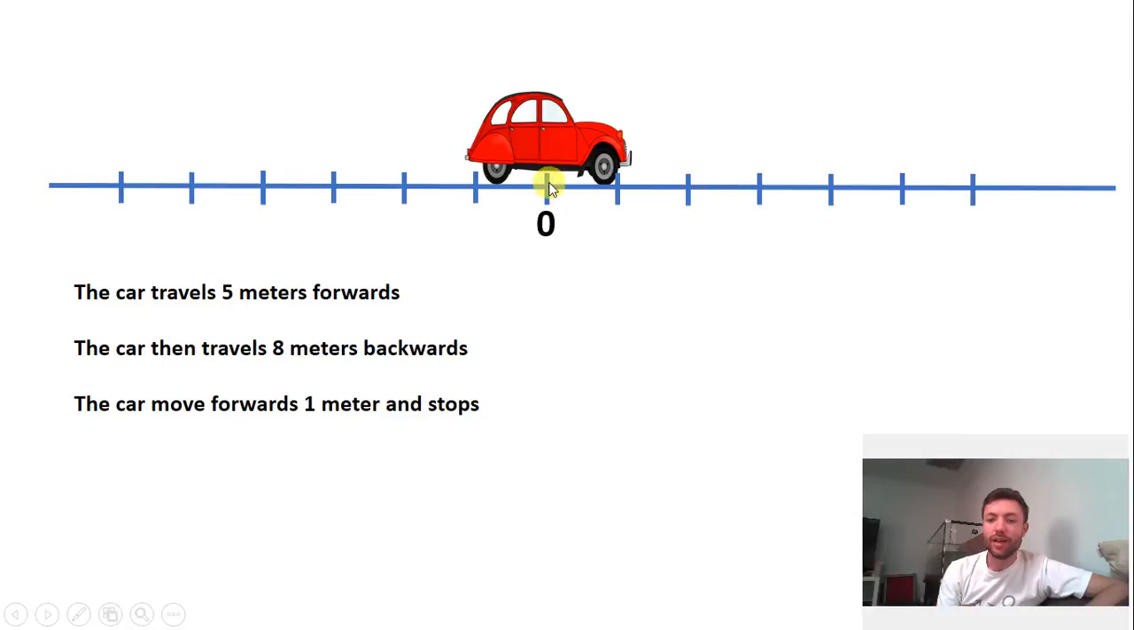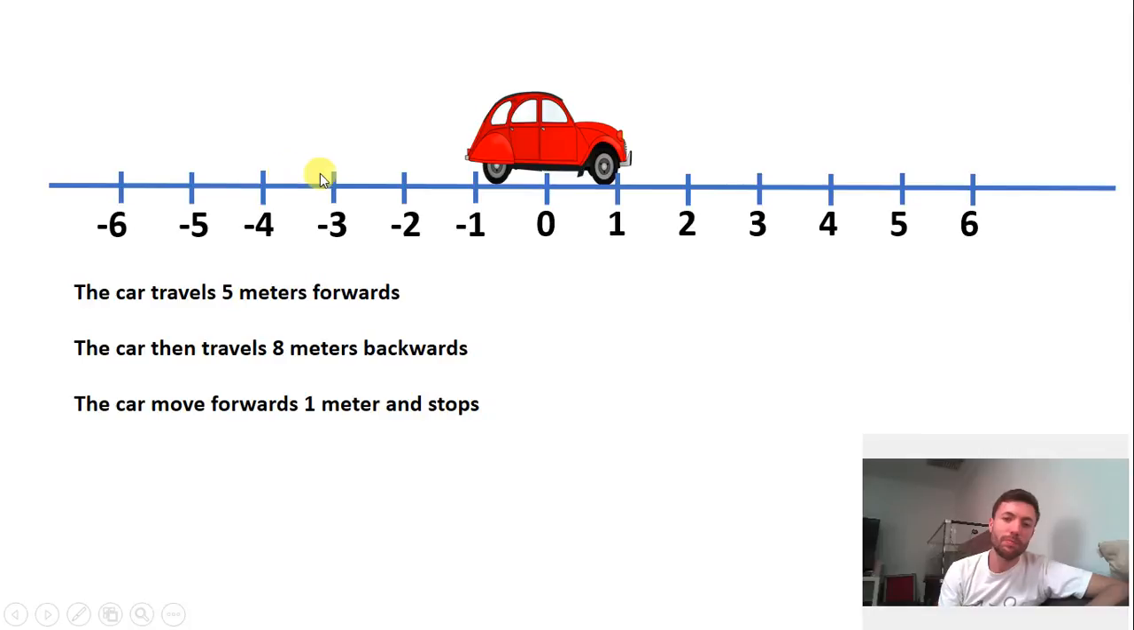I'm going to call it start point 0. And then it says the car travels 5 meters forward. So we need to go forward. So we go 1, 2, 3, 4, 5, and they're going to be my meters. And they're going to go backwards as well because we can go behind 0. We've got negative numbers. So they're numbers that are on the opposite side of 0. So we have -1, -2, -3, -4, -5, -6.